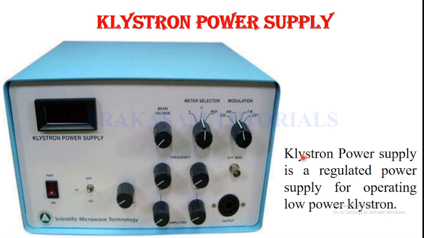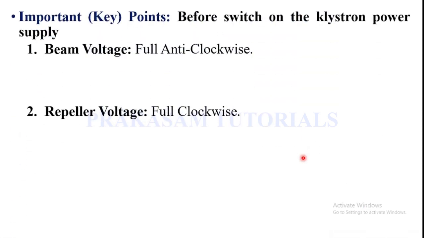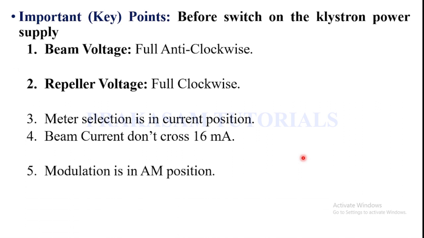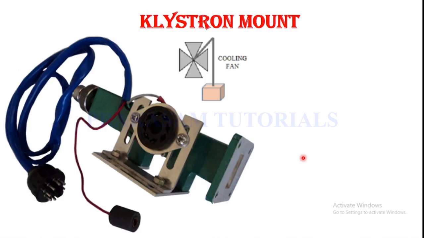And the next one is the KLYSTRON mount. And this is the waveguide component of the klystron mount. Klystron mounts are used to transmit the microwave power from the reflex klystron tube to the rectangular waveguide. And this is the rectangular waveguide.